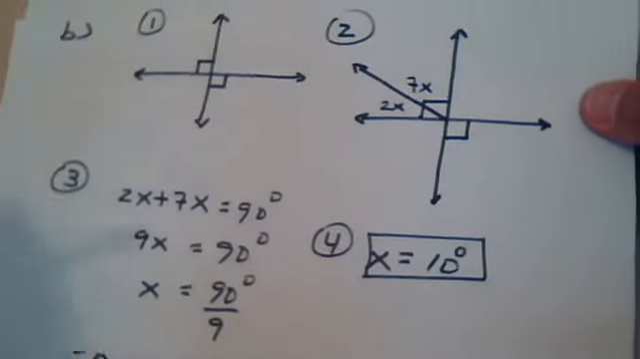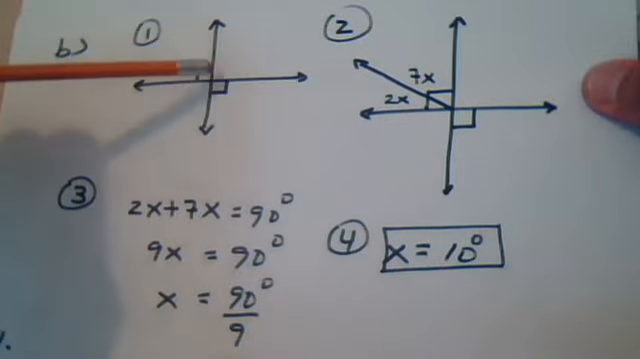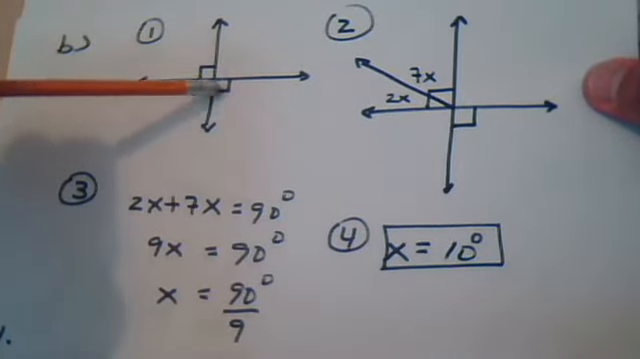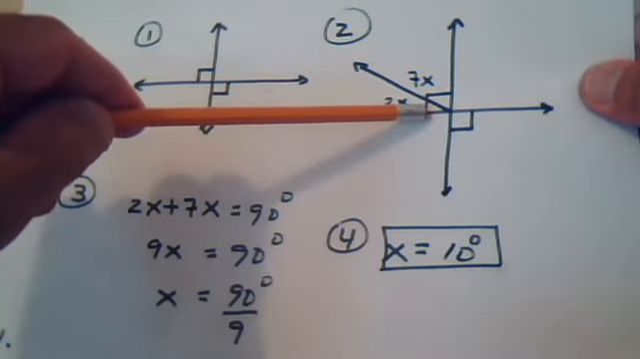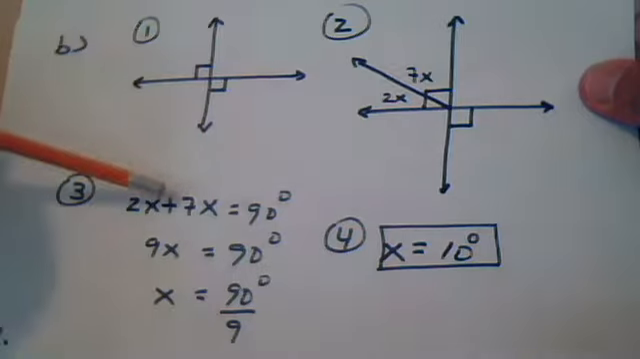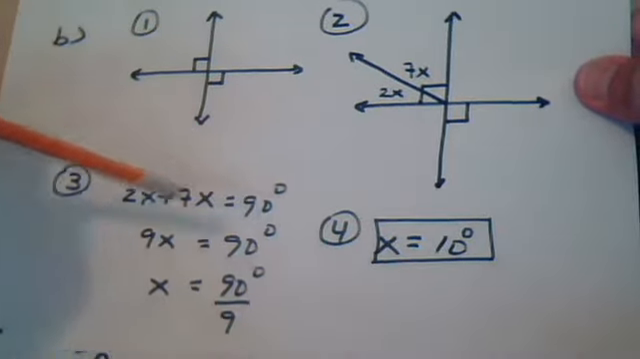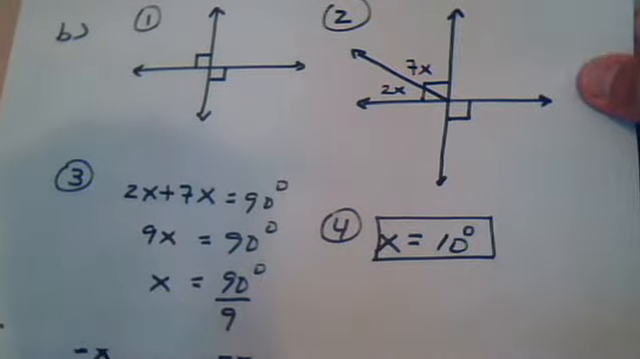For the B, we notice that these are vertical angles. Vertical angles are always equal, so we could say if this is 90, this should also be 90. Now that we have the 90 up here, we know that 2x plus 7x should give me the 90. Solve for the x, and x turns out to be 10 degrees.